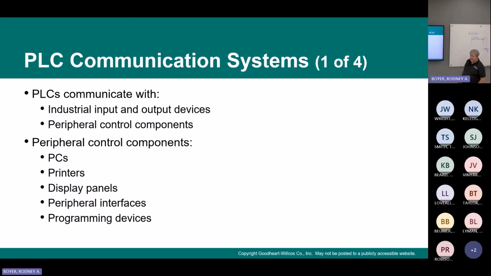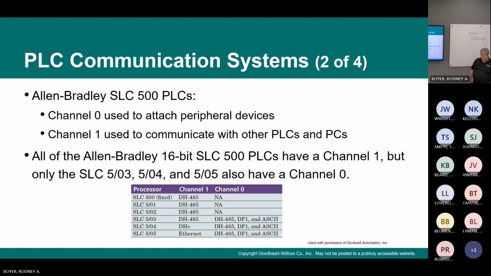PLC communication system. PLCs communicate with industrial input-output devices and peripheral control components. Peripheral control components include PCs, printers, display panels, peripheral interfaces, and programming devices. On the SLC 500 PLC, channel 0 is used to attach peripheral devices. Channel 1 is used to communicate with other PLCs and PCs. That is also true on MicroLogix. Channel 0 on the MicroLogix is RS-232, and channel 1 is Ethernet.